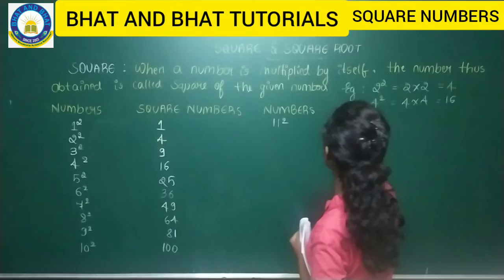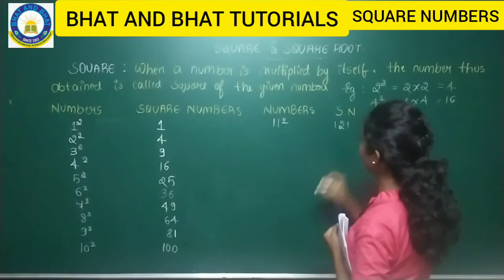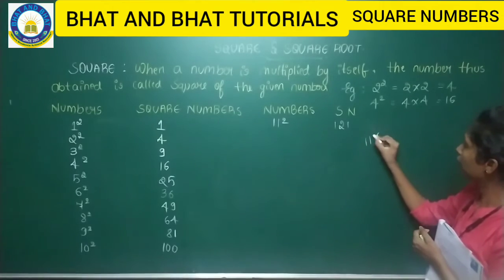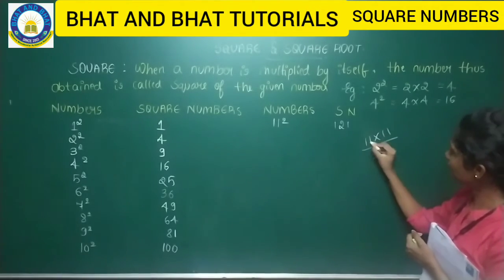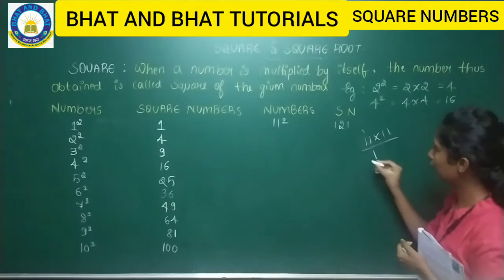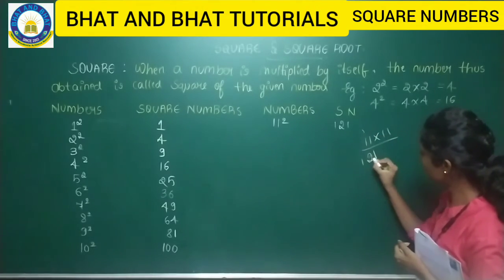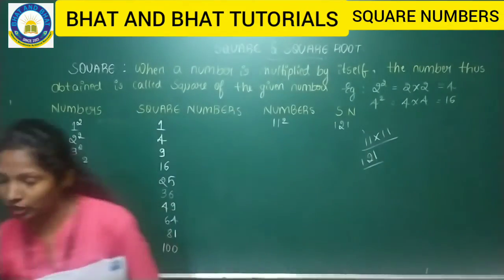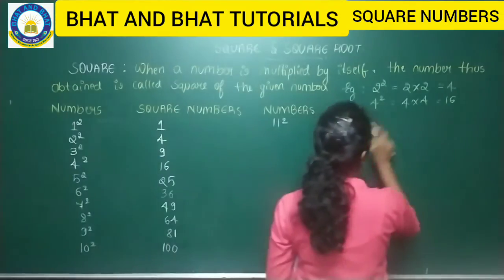11 square is equal to 121. That is 11 into 11. You can check here. 11 into 11. 1 times 1 is 1. 1 times 1 is 1. And whatever that we had carried out, 11 plus 1 is 12. So 121. Fine. So now next if I move on to 12.